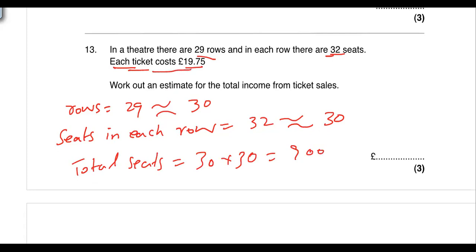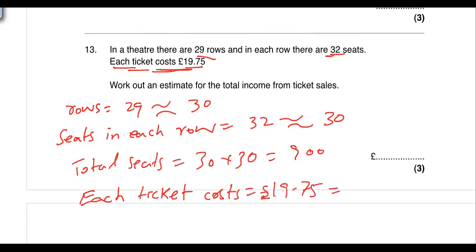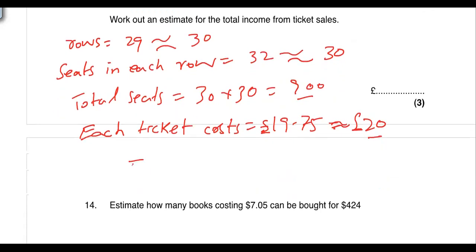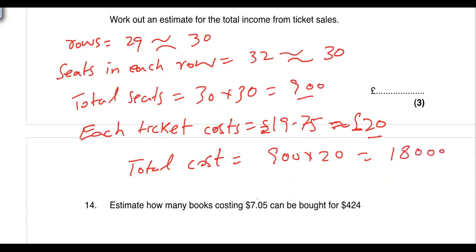Now each ticket costs 19.75 pounds. So round this to one significant figure, it will be 20 pounds. So now we have 900 estimated seats. Cost of each one is 20. So what will be the total cost? So total cost will be 900 times 20. That will be 18,000 pounds.